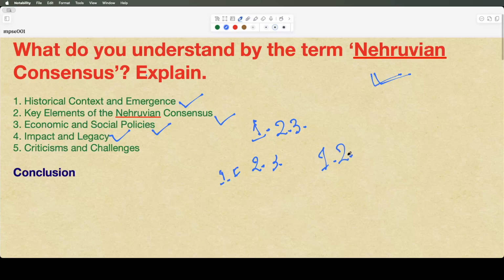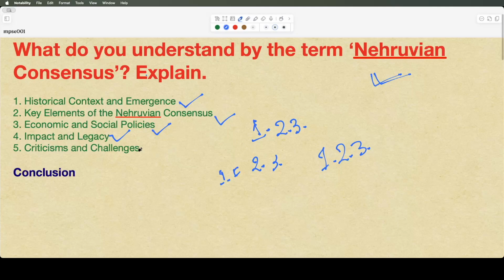Second is social integration. Secularism and social justice policies promoted national integration and helped manage India's diversity. While challenges remained, the framework provided a basis for peaceful coexistence and the protection of minority rights. Third one is non-alignment and global influence. Nehru's non-alignment policy positioned India as a leader in the global south and a voice for newly independent nations. India's role in the non-aligned movement and its advocacy for decolonization earned it significant respect and influence in international affairs.